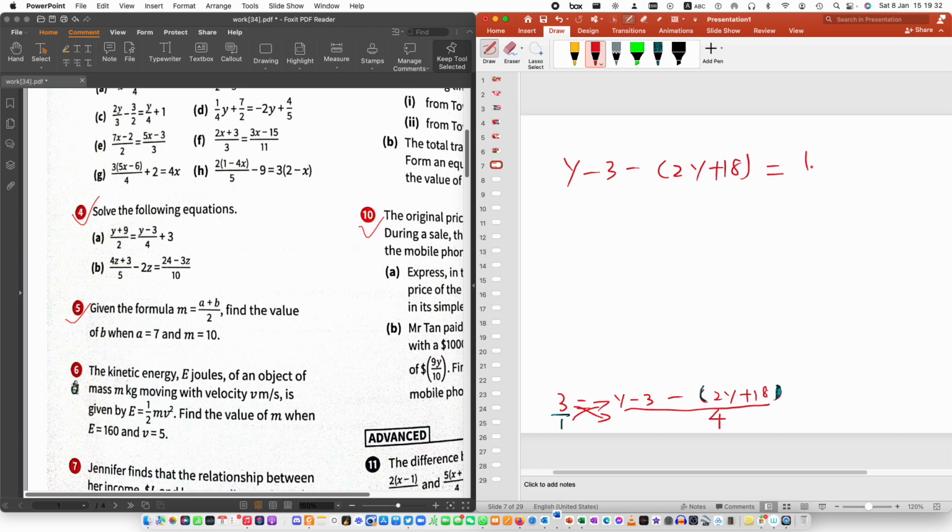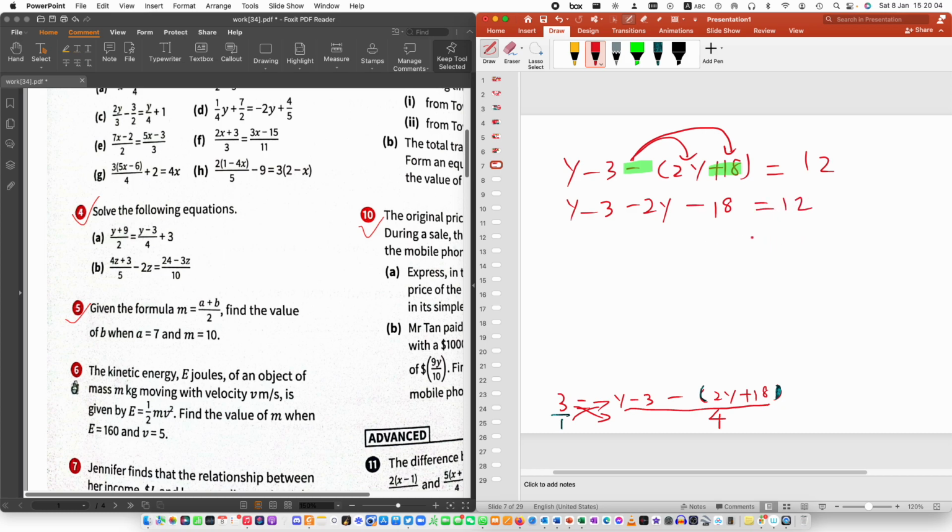3 times 4, 12. So how do you open the bracket? The first bracket, how do you read? The first arrow? Minus 2y. How do you read the second arrow? Minus plus 18. And then like you say, these two will give you negative. Very good. Are you clear?